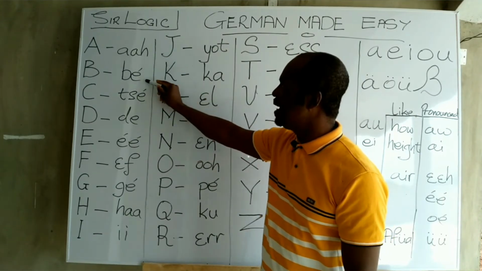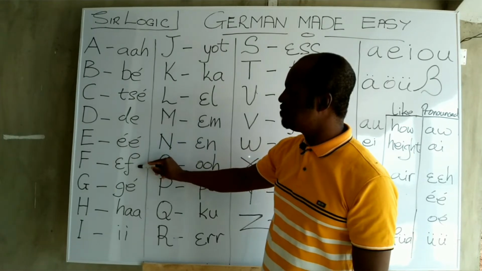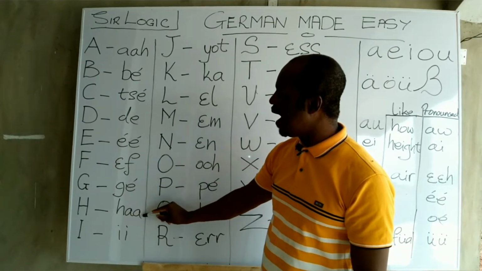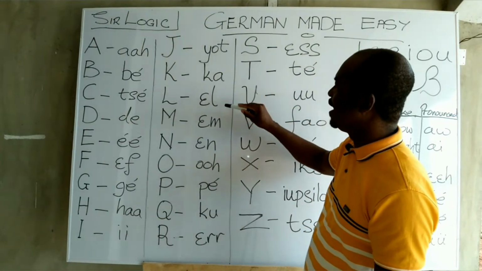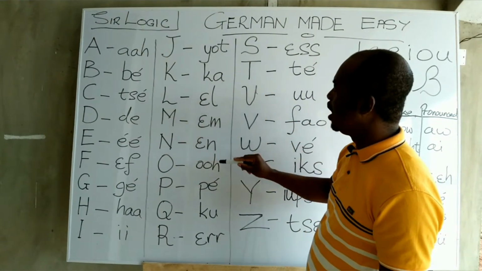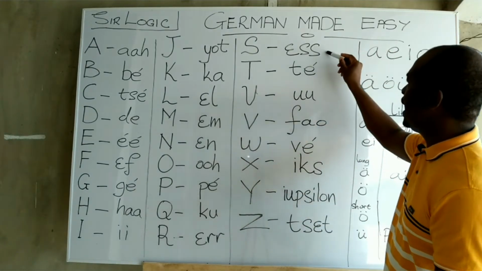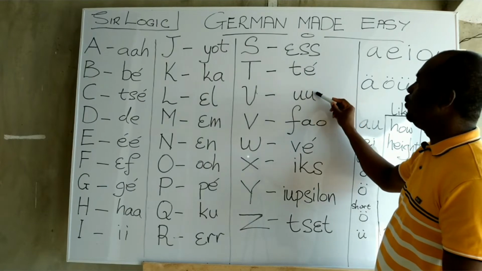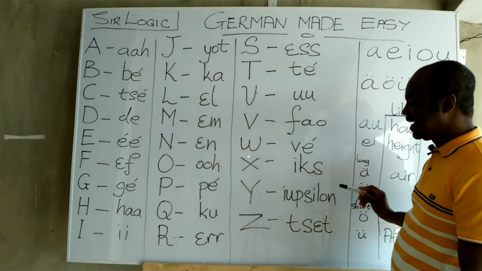Now let's go straight away once again, a bit quickly. A, B, C, D, E, F, G, H, I, J, K, L, M, N, O, P, Q, R, S, T, U, V, W, X, Y, Z.